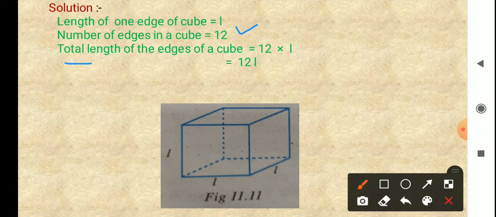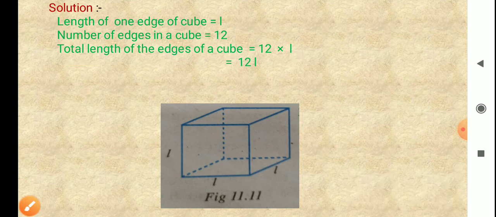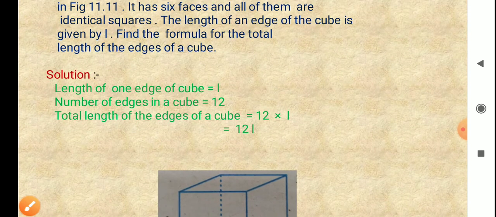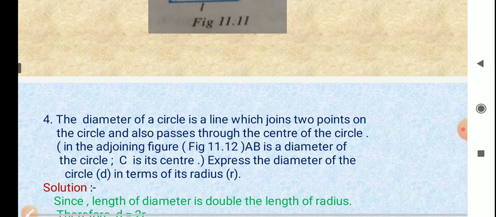So we write that the total length of the edges of a cube is equal to 12 multiplied by L, 12L. So we get the formula for the total length of the edges of a cube: 12L. Now see the next example.